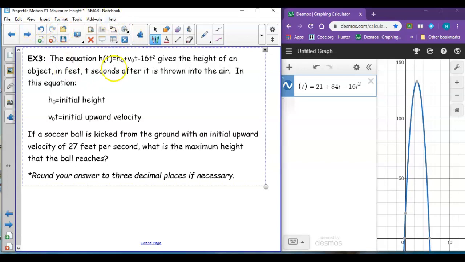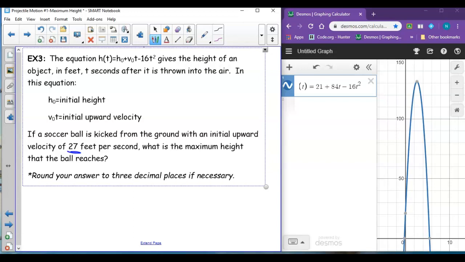This information up here at the top is just the same. It just gives you that formula. But our question really starts down here at the bottom. If a soccer ball is kicked from the ground with an initial upward velocity of 27 feet per second, what is the maximum height that the ball reaches? This one is a little bit tricky because I only see one number. All I see right here is that 27, the initial upward velocity. I do not see the initial height.